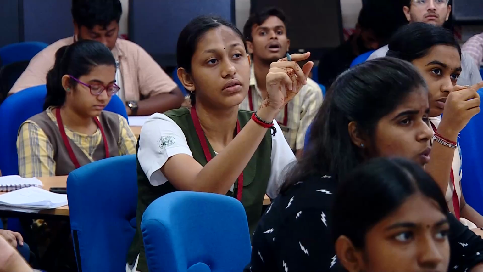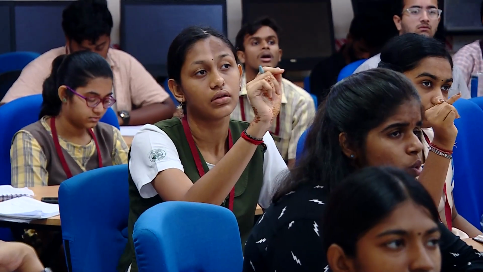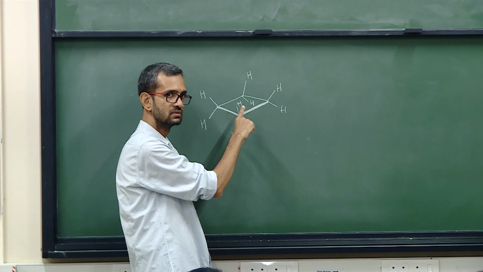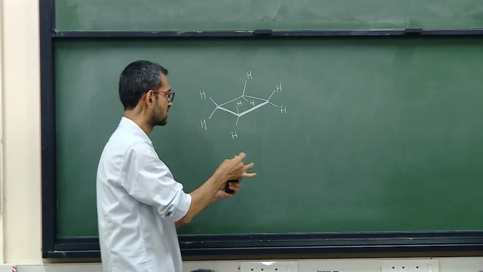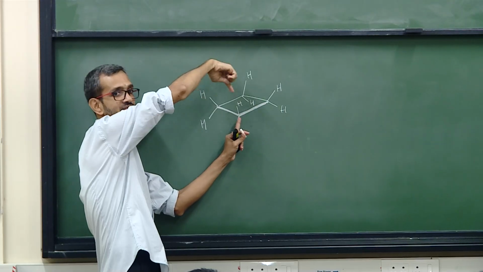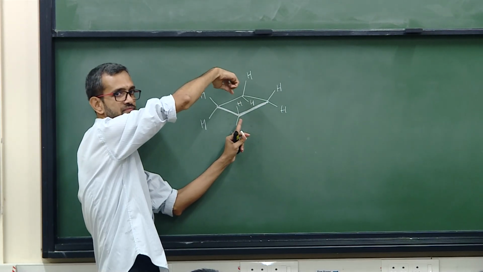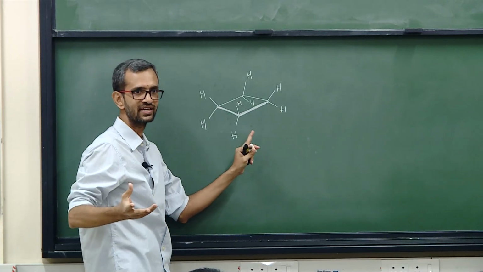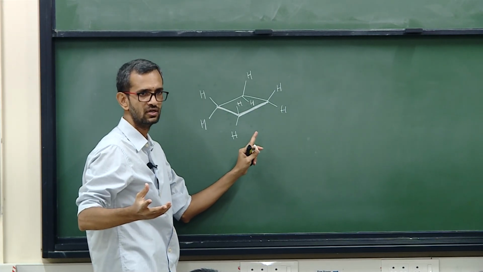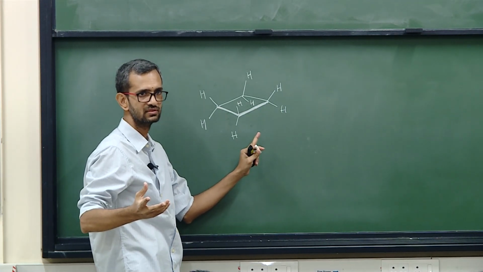Which hydrogens? This and this? Or this and this? This and this? These two can rotate because the electrons flow from the other. These two can rotate. How do they rotate? If they should rotate, they should rotate along this axis. Right? That's the only way that it can do. So what is the strain there?